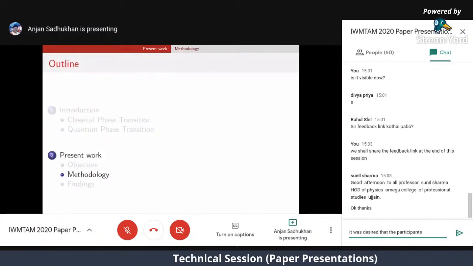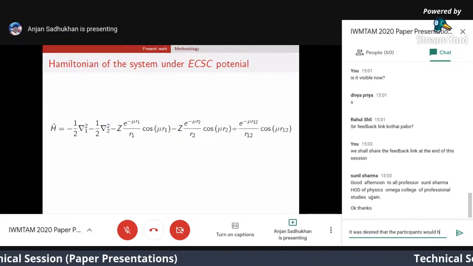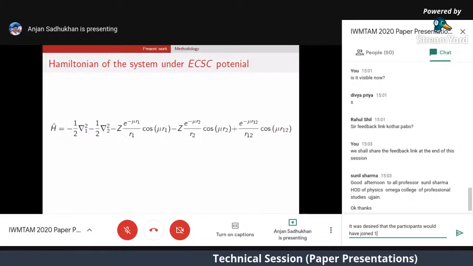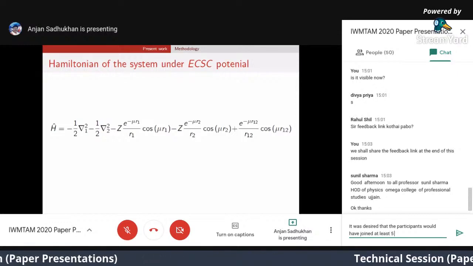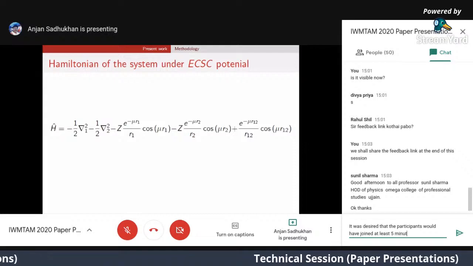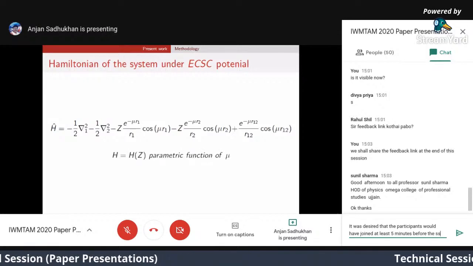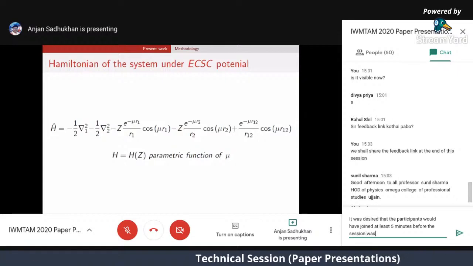Now, let me give a brief outline of the methodology of this project. Here is the Hamiltonian of the ZEE system under the influence of the ECSC potential. And you can see here for mu equals 0, this Hamiltonian will readily behave like the Hamiltonian of a pure Coulombic system. Not only that, the Hamiltonian is a function of the continuous real variable Z, and we have considered it as a parametric function of mu.